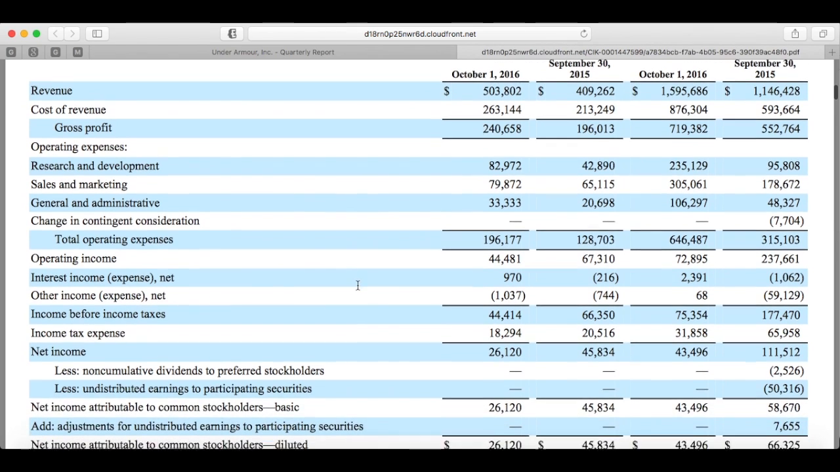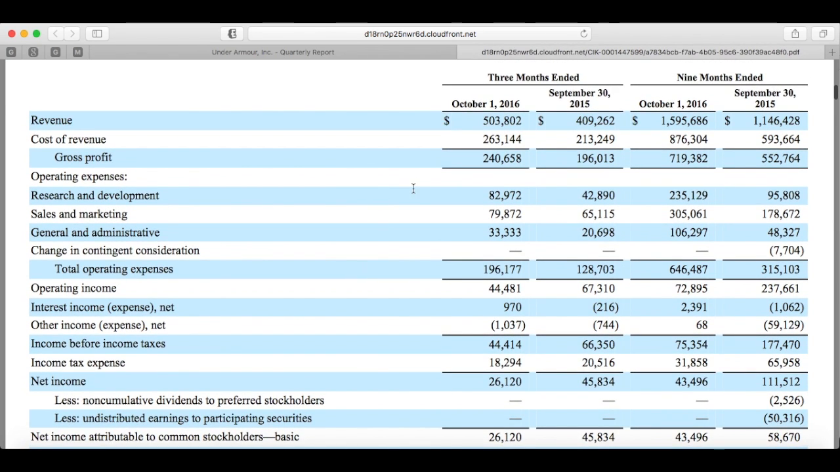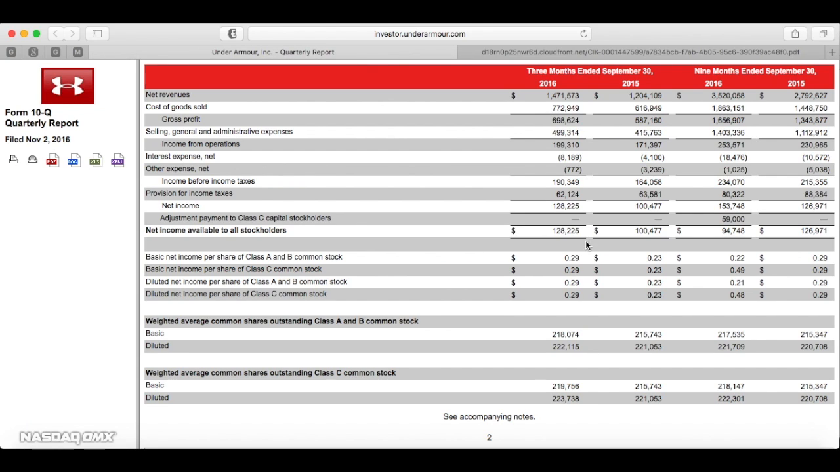Let's take a look at just for comparison. This is Fitbit. Notice they had $503 million worth of sales here, and we come down to the net income line, and they earned a respectable amount of money. But you notice that Under Armour is clearing on $1.4 billion worth of sales. They're clearing this amount of net income, right here.